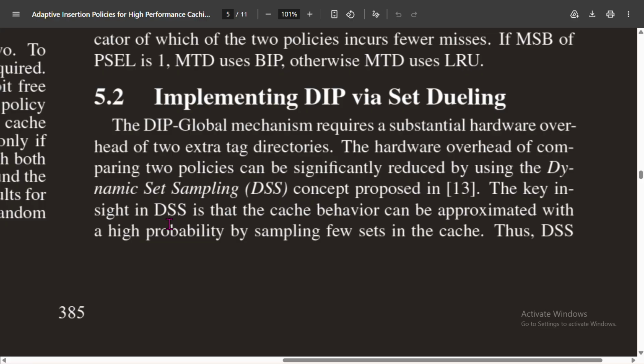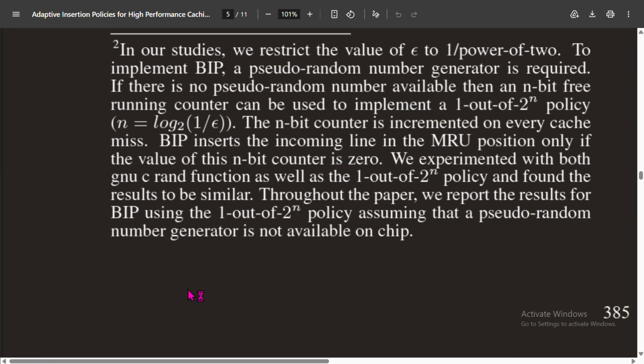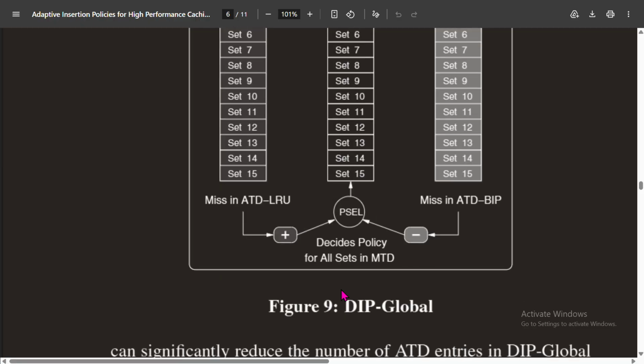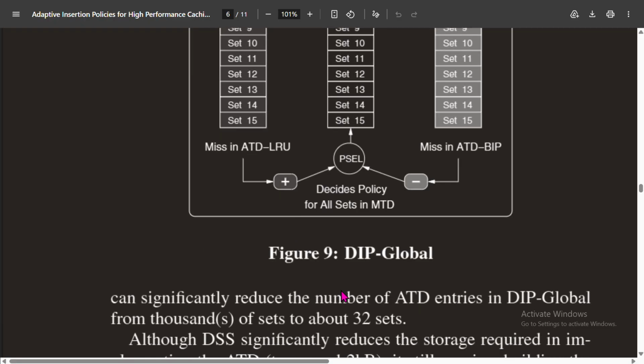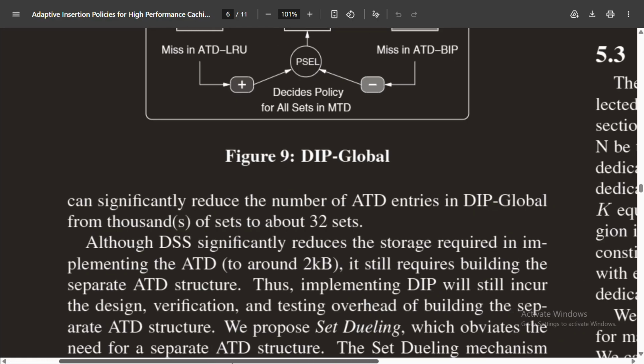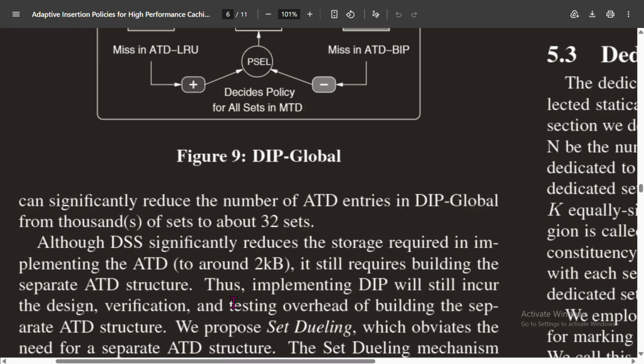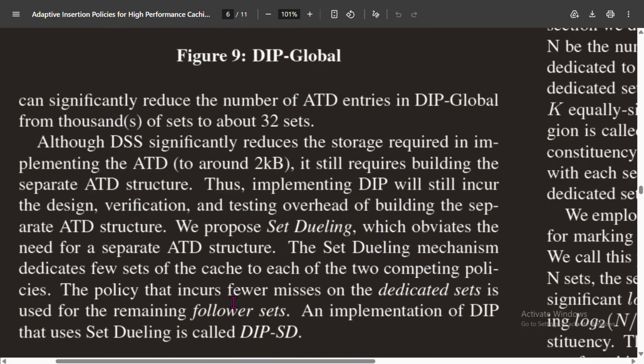The hardware overhead of comparing two policies can be significantly reduced by using the dynamic set sampling concept proposed in the paper. The key insight in DSS is that the cache behavior can be approximated with a high probability by sampling a few sets in the cache. Thus, DSS significantly reduced the number of ATD entries in DIP global from thousands of sets to about 32 sets.